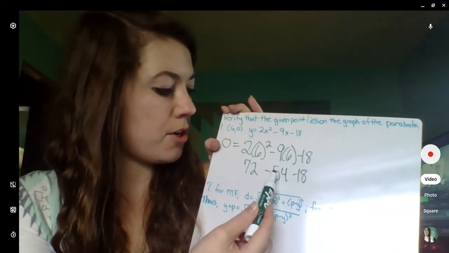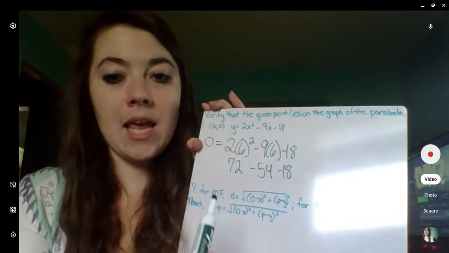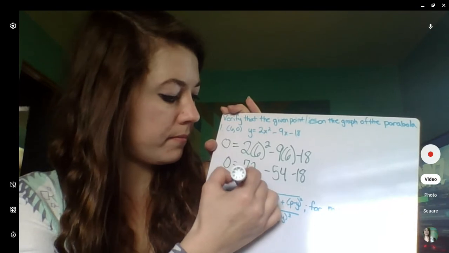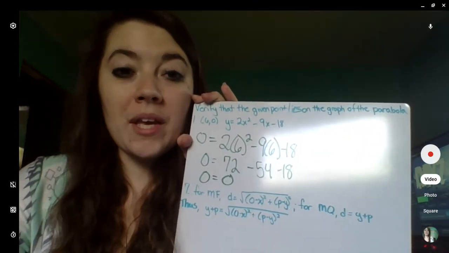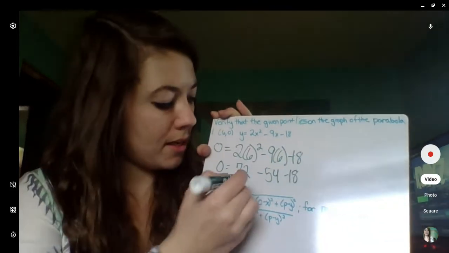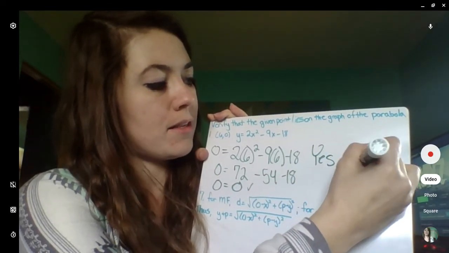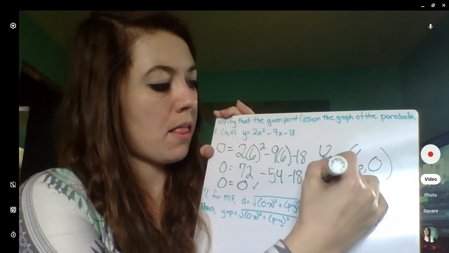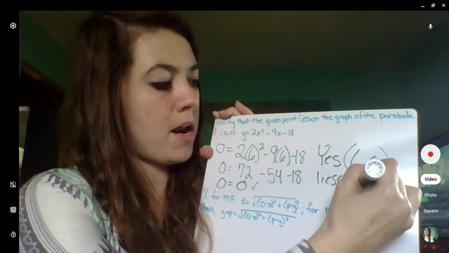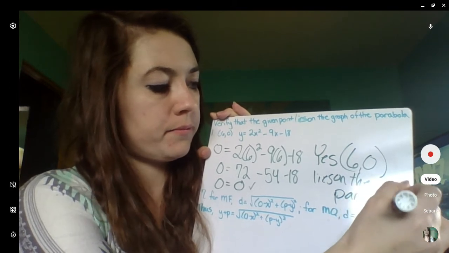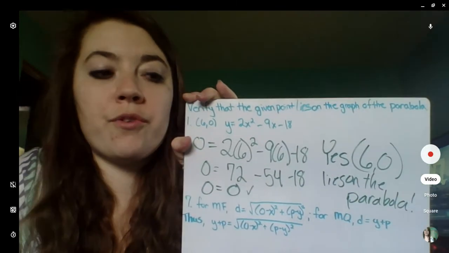So 72 minus 54 minus 18 is going to give us 0. Because it ended up working out, this is a true statement. The answer is yes, (6, 0) lies on the parabola. So that's what you're going to do for that first section.